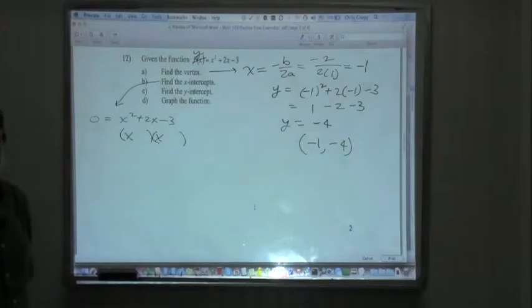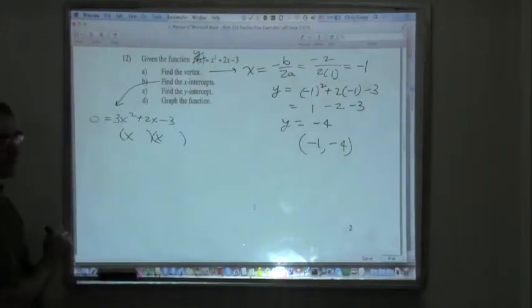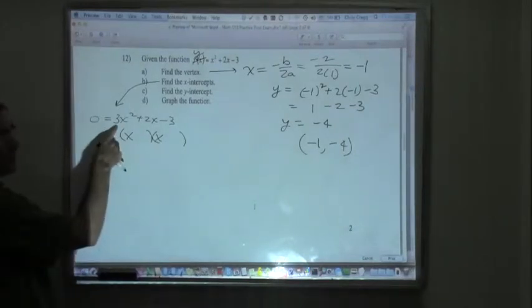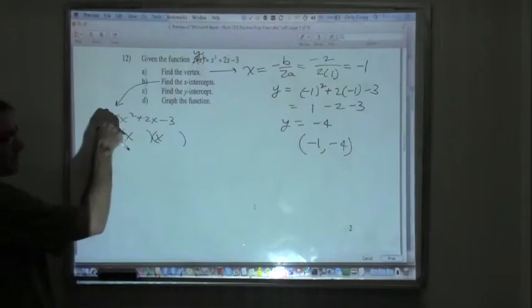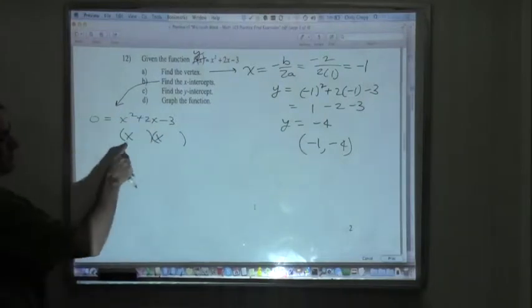I will give you a hint. There might be a factoring like this on the final exam. If you have a 1 value up here, it might be some other value, but that one would probably be a 1. But anyway, we'll practice that next week.